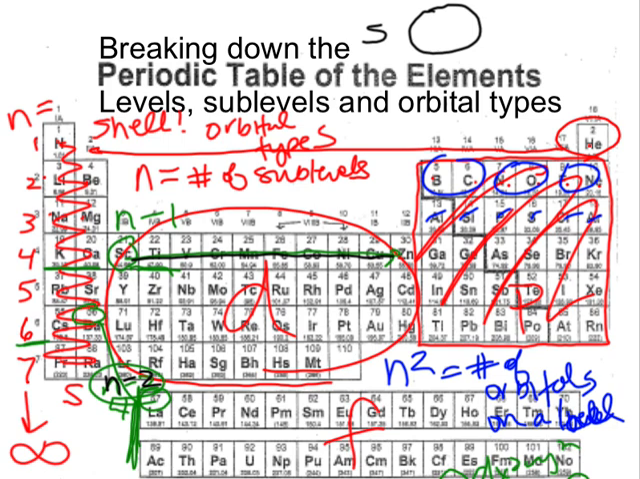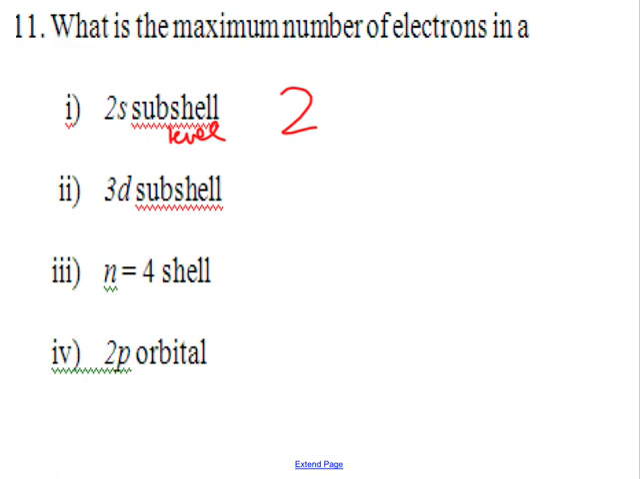Can anyone guess then how many electrons on a level? What would we have to do? Multiply by 2, because each orbital can hold 2 electrons. So 2n squared equals the number of electrons on a level. And I told you that because it's going to help us answer a couple of these questions.